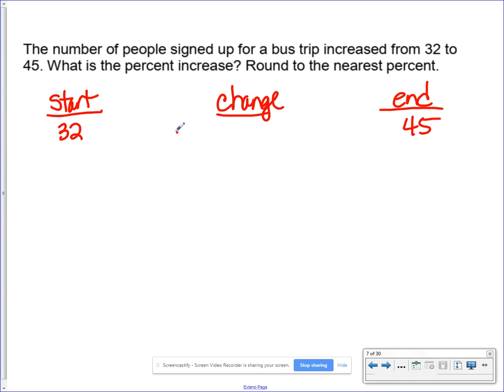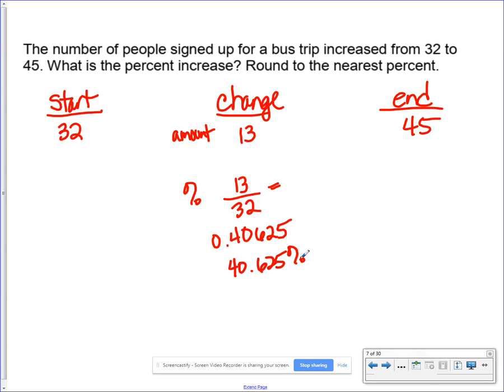Well, first of all, I can find out the amount that it changed. It went from 32 to 45, so that was 13 people. What is that as a percent? To figure that out, we say, well, it changed 13 people, and I started at 32. So go ahead, grab your calculator, take 13 divided by 32, and we get this lovely decimal, 0.40625. Jinkies.